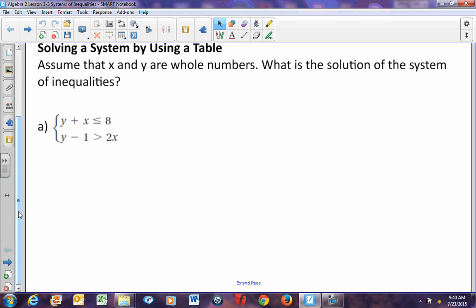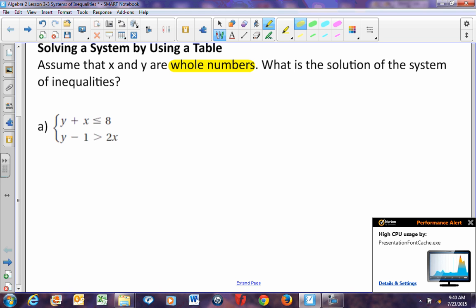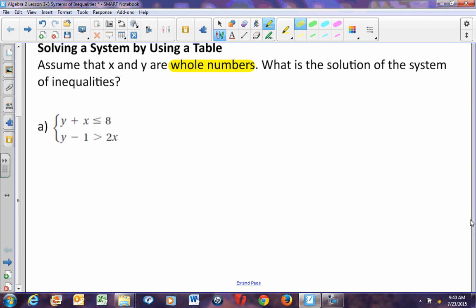Since whole numbers means 0, 1, 2, 3, 4, 5, it doesn't include any negative numbers, that would be integers. Since we're talking only about whole numbers, that limits the types of numbers we will be working with, which determines which inequality we'll work with first. The first one, y plus x is less than or equal to 8, has a finite number of solutions: 8, 7, 6, 5, 4, 3, 2, 1, and 0. It has 9 possible solutions.